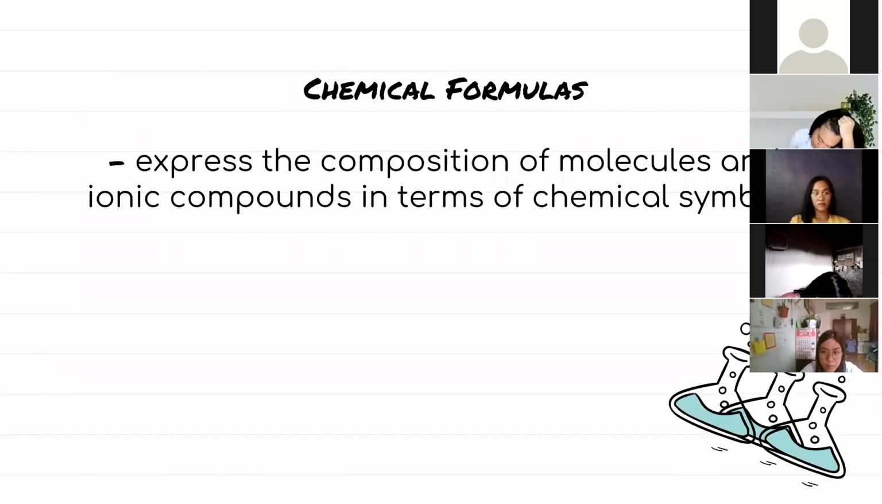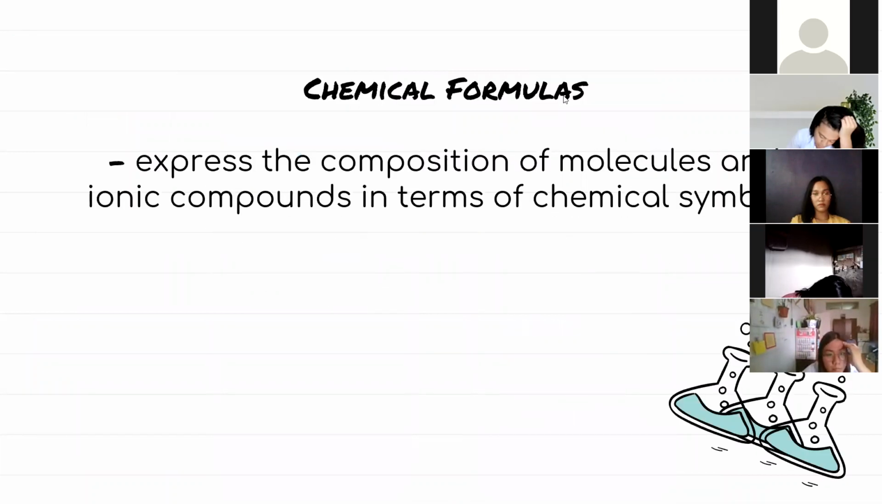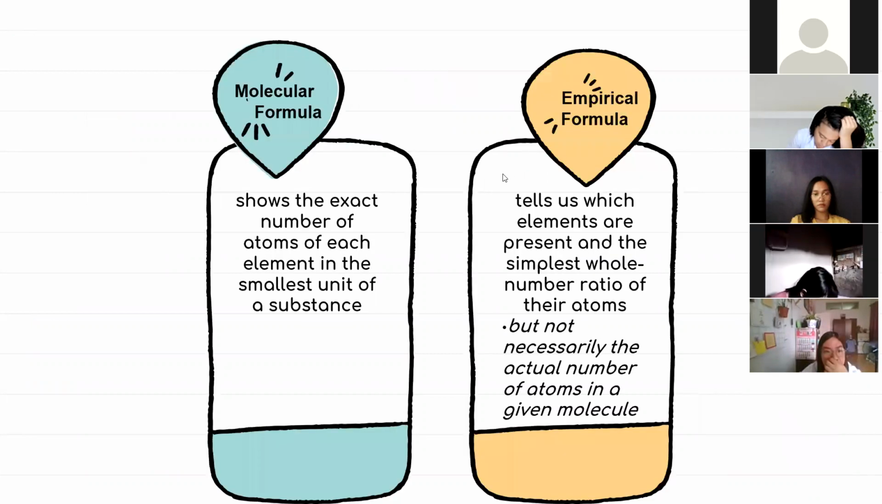Chemical, let's talk about the chemical formula. When you say chemical formula, it expresses the composition of molecules and ionic compounds in terms of chemical symbols. That is what we call a chemical formula. So we have here two types of chemical formula, the molecular formula and the empirical formula. When you say molecular formula, this will show us the exact number of atoms of each element in the smallest unit of a substance.